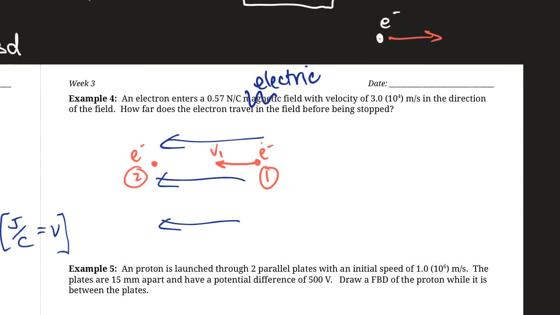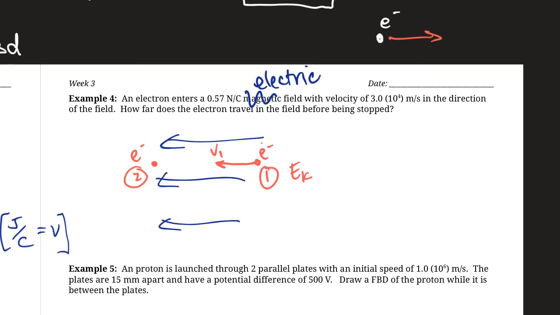You have something moving at a speed. It's eventually going to stop. What can we use? There's actually more than one way to do this question. You could do it with kinematics, but I think the easiest way to do this is with energy. Because at location 1, we know this electron is going to have kinetic energy, right? It's moving at a high speed. But it's not going to have any electrical potential energy because it hasn't entered the field yet, or it's just entered the field. It hasn't gone anywhere in the field.